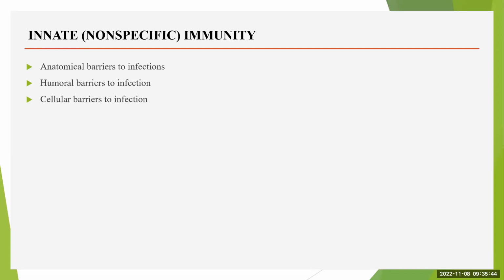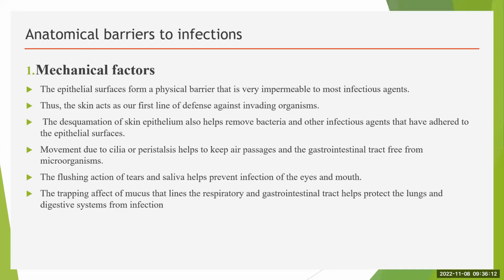So for today, we will look at the anatomical barriers to infection, and as we go on in our subsequent lectures, we will look at the humoral component and how the complement system comes into the fold and how all these cells integrate to initiate what we call a primary immune response, which is a non-specific immune response as initiated by the innate immune system.